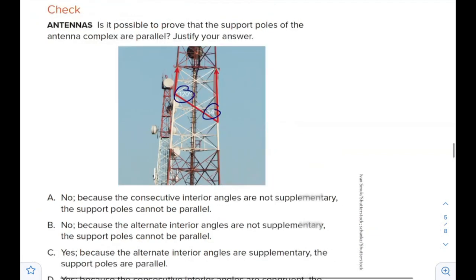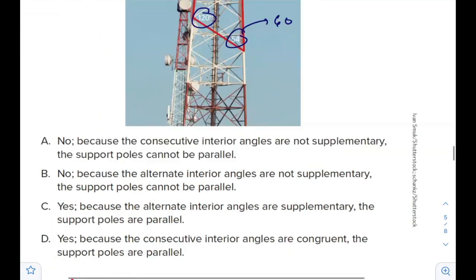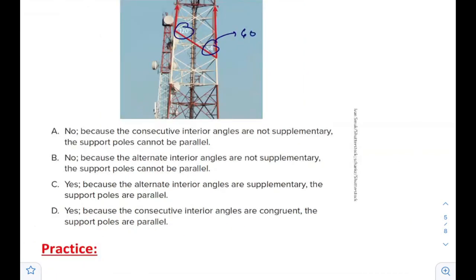As you see here, the angles look like consecutive interior angles. They should be supplementary, meaning they should have a sum of 180. So if this is 120, this should be 60. That means that you cannot prove that the lines are parallel, because the consecutive interior angles are not supplementary. Simply, we have used the converse of the consecutive interior angles theorem.